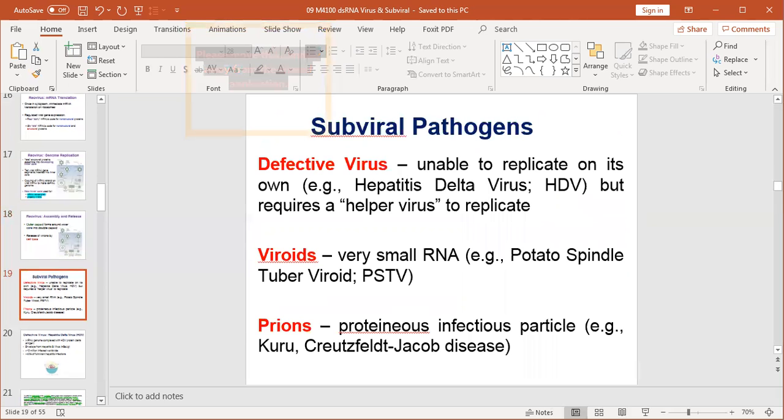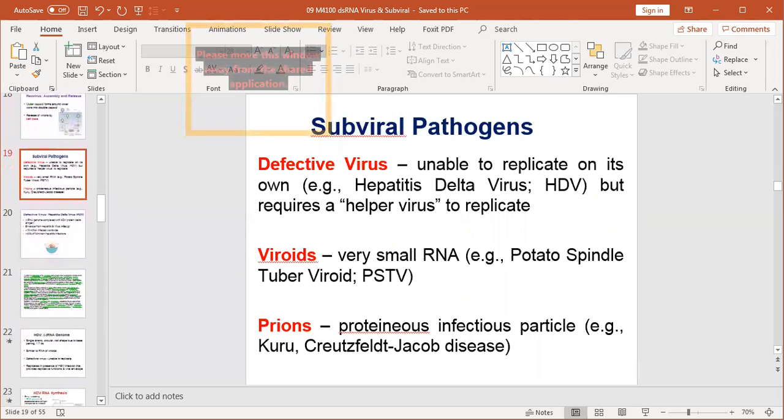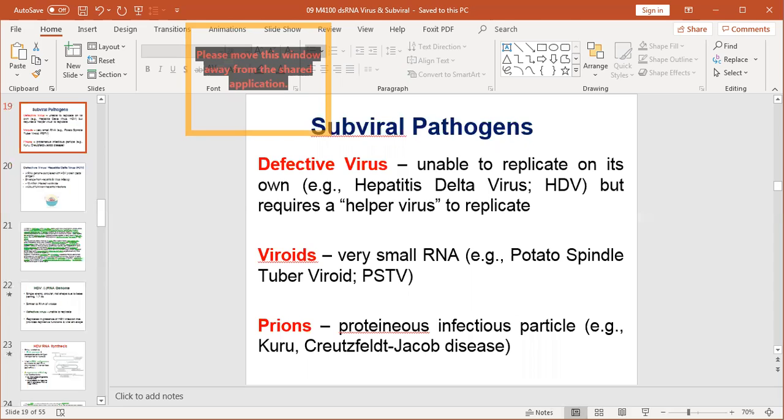So let's talk a little bit about subviral pathogens. Subviral pathogens can be divided into defective virus, viroid, and prions. A defective virus is a virus that is unable to replicate on its own. An example would be hepatitis delta virus, HDV, that by itself cannot replicate. It requires a helper virus to replicate, hepatitis B, which we will discuss.